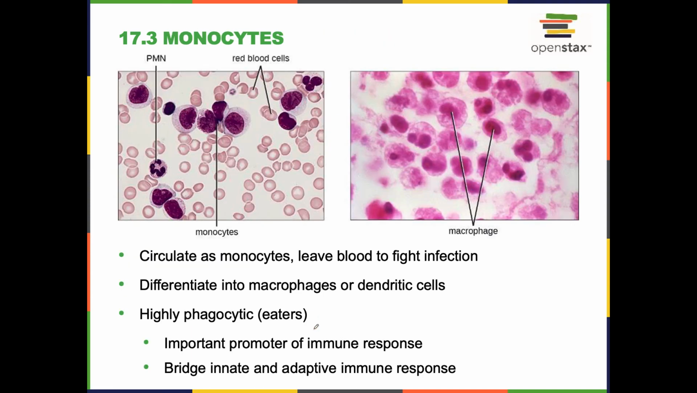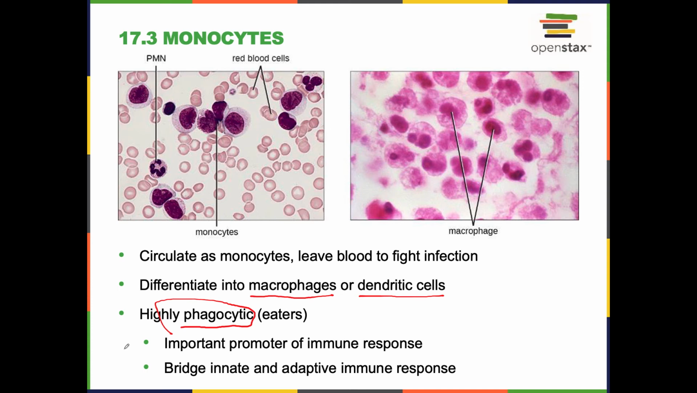Monocytes are the other agranulocyte we talked about, right? They circulate as monocytes and then they leave the blood to fight infection. When they do that, they differentiate into either macrophages or dendritic cells, okay? And all the cells are highly phagocytic, right? We'll talk about what phagocytosis is in our next slide, right? But they are capable of eating bacteria, eating cells, eating cell debris. So overall, they're a very important promoter of the immune response.